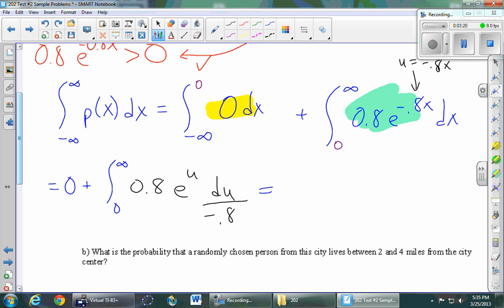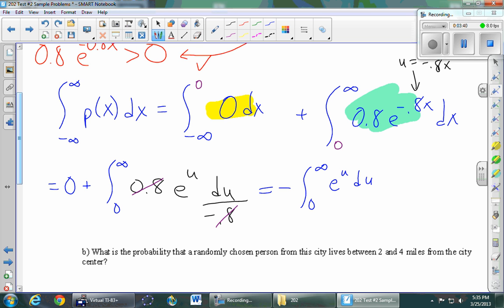And so this becomes an integral. We can actually cancel the 0.8, so we'll do that first. 0.8 cancels with this 0.8, so ultimately we just end up with a negative in front of the integral, 0 to infinity, e to the u du.